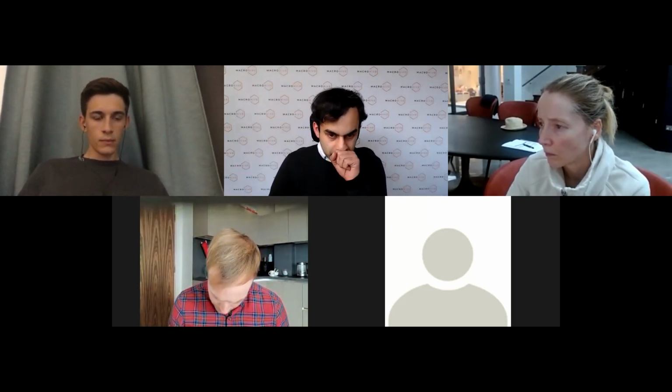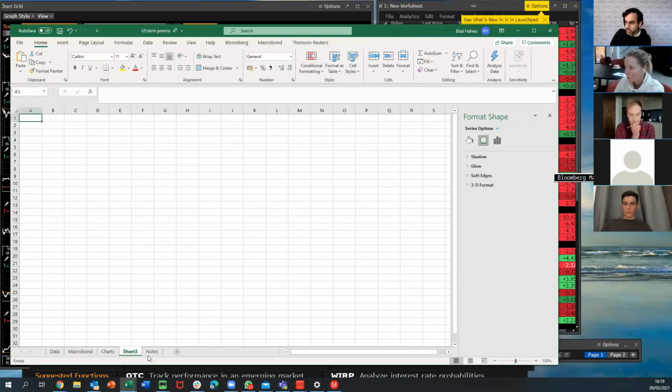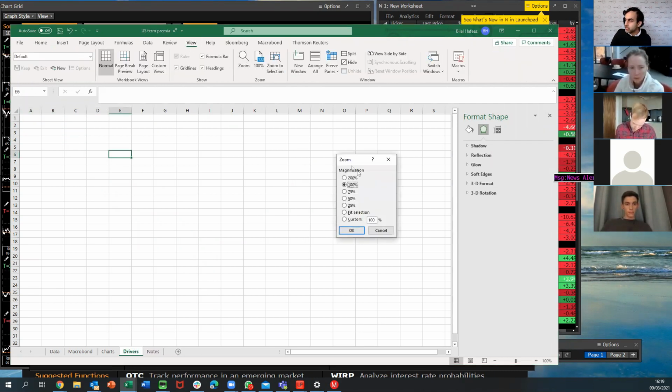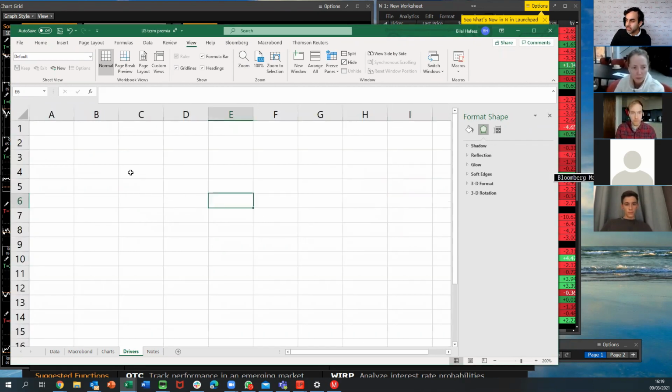So let me share the screen again, and I'll just go through the reasons what drives term premia. Okay, so let me just pull up this spreadsheet, drivers. And people told me before that I should zoom a bit because otherwise people can't see anything. Okay, so what drives term premia? I would say there's a few different things.